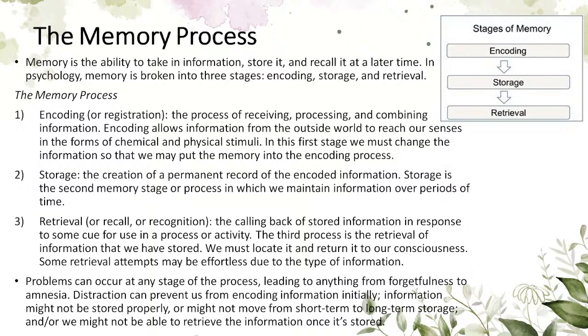Problems can occur at any stage of the process, leading to anything from forgetfulness to amnesia. Distraction can prevent us from encoding information initially, information may not be stored properly, or might not move from short-term to long-term storage, and or we might not be able to retrieve the information once it's stored.